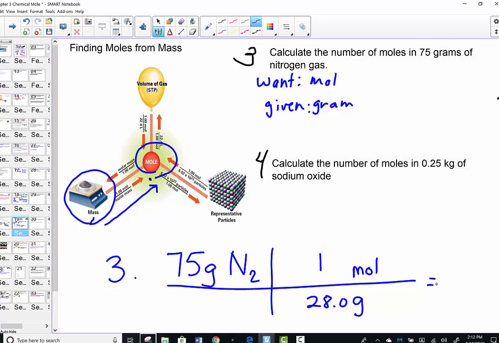75 over 28, and I get 2.68. I should have 2 sig figs. 2.7 moles of nitrogen gas.